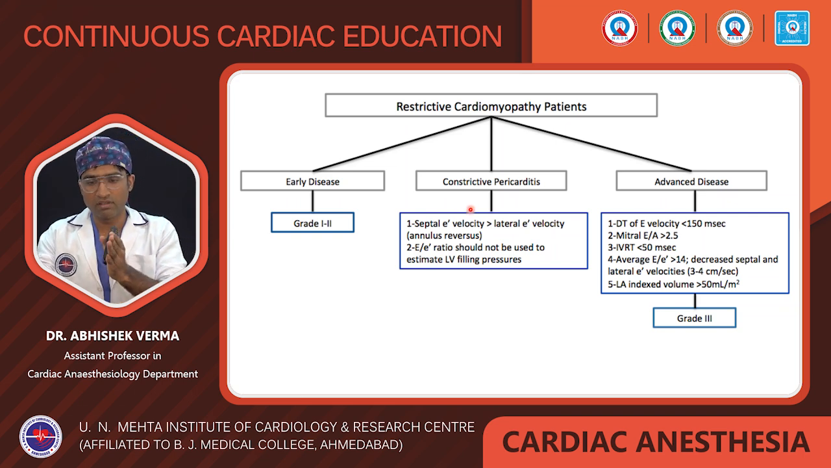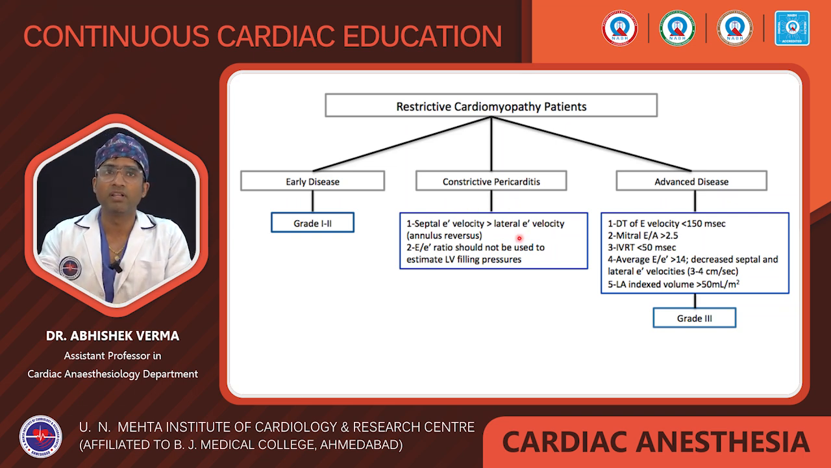because the LV lateral wall is stuck with the pericardium, the lateral wall will not move and this leads to an increased velocity of the septal wall to compensate for the decreased movement of the lateral wall. It is called annulus reversus and is a characteristic of constrictive pericarditis. And the E by E prime ratio cannot be used for the estimate of the LV filling pressure.